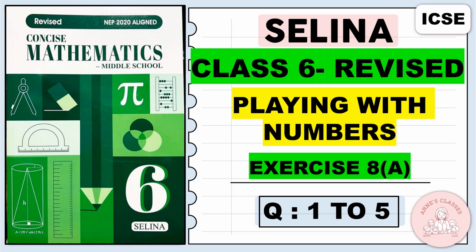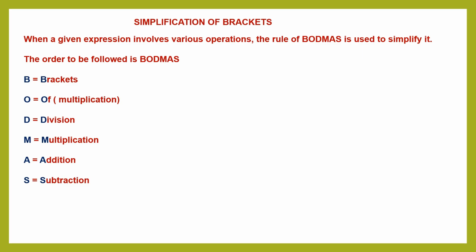Let's do Playing with Numbers exercise 8a. Before we begin the exercise, let's revise simplification of brackets. When a given expression involves various operations, the rule of BODMAS is used to simplify it. That is, suppose you have an expression where there are many operations like addition and subtraction, multiplication and division. Now, how will you do it all together?